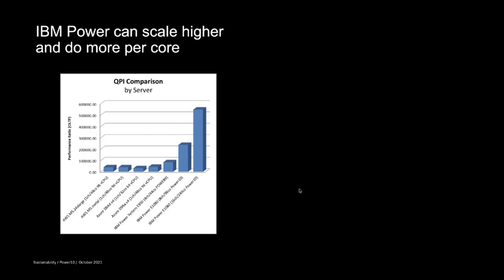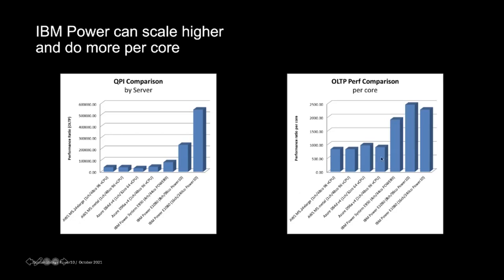And so if you can click again, if you don't mind, Petra, what this chart here is showing is the performance per core, not just for the server, but actually for the processor cores.